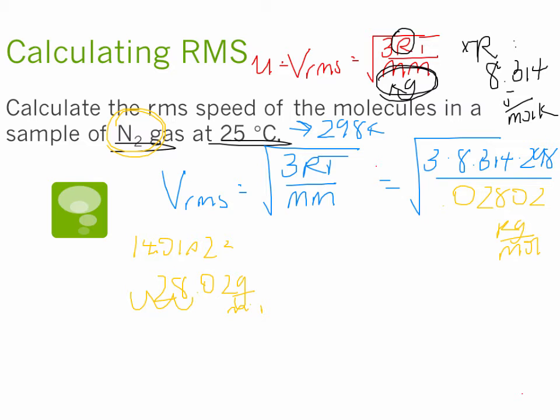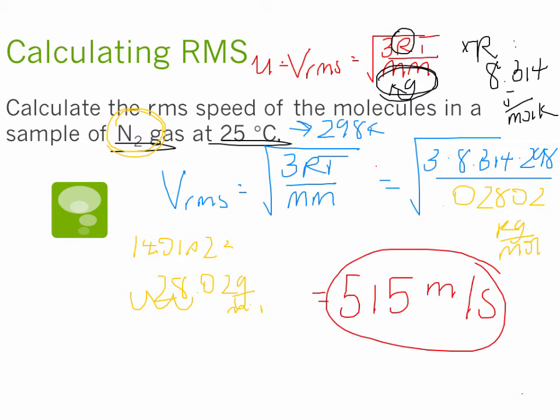So if we plug this into our calculators, we do 3 times 8.314 times 298 divided by 0.02802, and then take the square root of that entire thing, and you get 515 meters per second. And again, that's because root mean squared speed is velocity. Velocity's units are meters per second. So that's how we go through and calculate root mean squared speed.